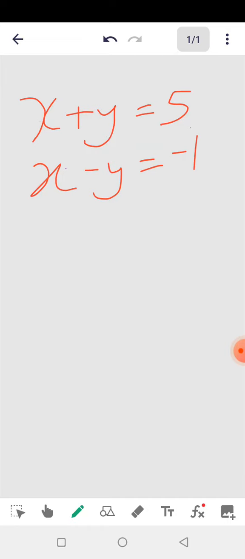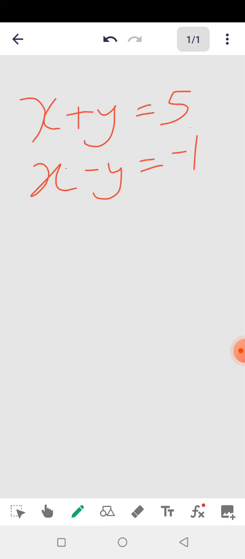I want to look at a very sensitive topic in maths. It's called a simultaneous equation. I trust you already know that to solve simultaneous equations, you will need to use either the elimination method or the substitution method.